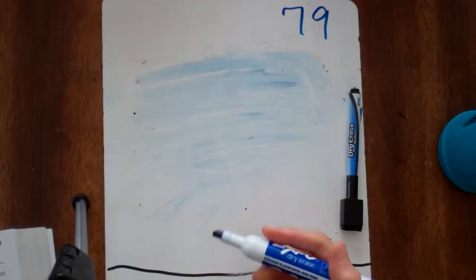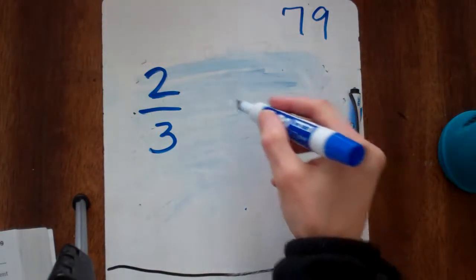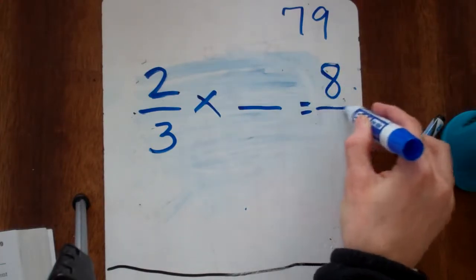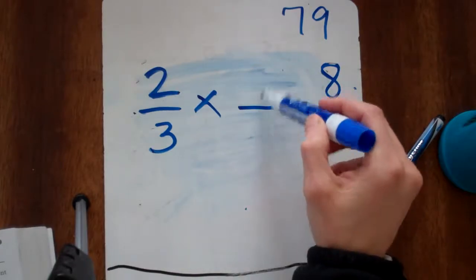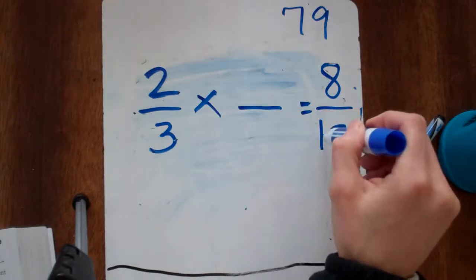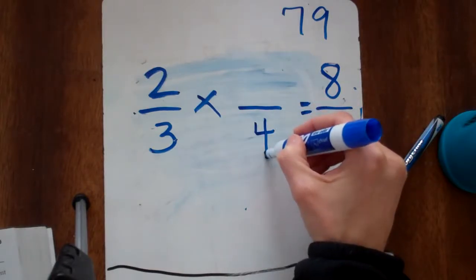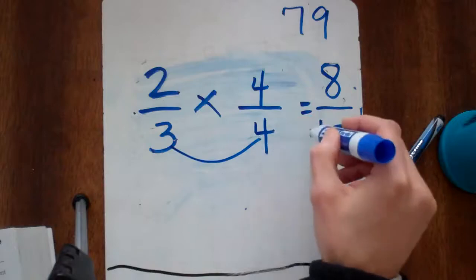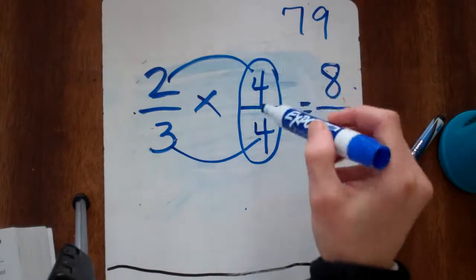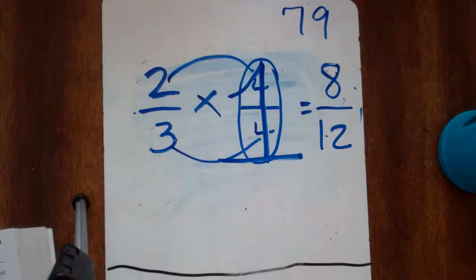Okay, here's another one that they give us. They say 2/3 times what equals 8/12. Okay, so we're trying to think of the same number here that will equal 3 times what equals 12 and 2 times what equals 8, the same number. Hopefully you see that it is going to be 4 on both of them. 3 times 4 is 12, and 2 times 4 is 8. So that would give us our answer right here. So this is the answer that equals 1 whole. Okay, so that's where you're getting that answer.